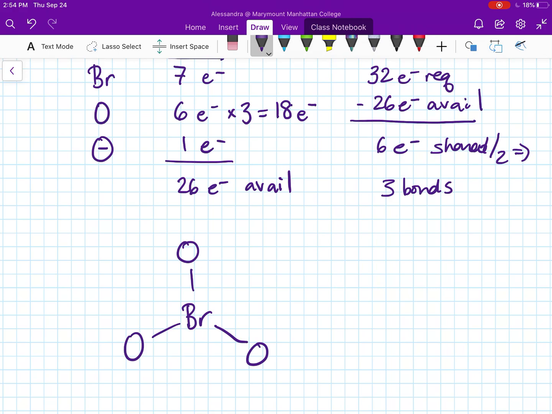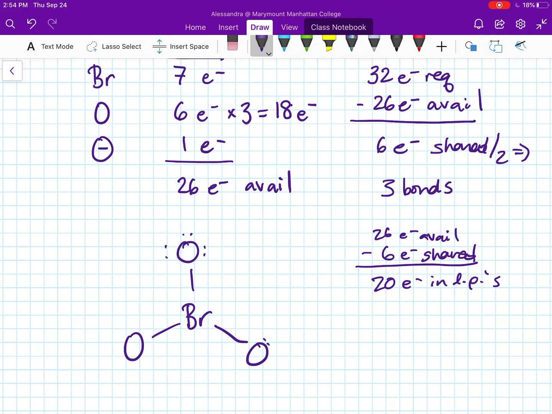Now I need to start thinking about lone pairs. I have 26 electrons available. I used 6 of them in bonds. So that means that I have 20 electrons in lone pairs. Okay. 1, 2, 3, 4, 5, 6, 7, 8, 9, 10, 11, 12, 13, 14, 15, 16, 17, 18. Now, I ran out of space for the oxygen, so 19, 20 I have to put on bromine.